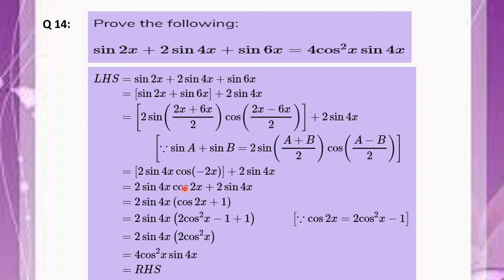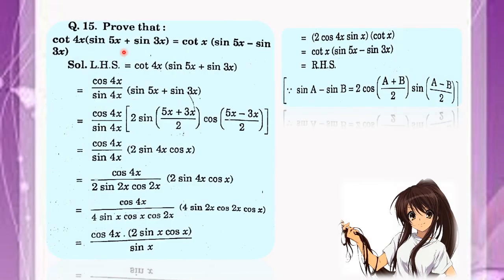Now cos(-theta) is equal to cos theta. Now take 2 sin 4x common from both the terms, and we have cos 2x plus 1. Now cos 2x, we can use this identity, 2cos²x minus 1, so that minus 1 and plus 1 will be cancelled and we will get 2cos²x. 2 into 2, 4cos²x sin 4x, which is equal to the right hand side.